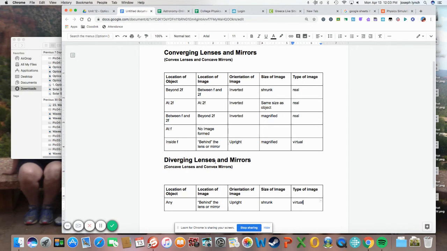If I have a diverging lens or mirror, and so I flipped around, I have concave lenses and convex mirrors, no matter where the object is, I always get an upright, shrunk, and virtual image that's behind the lens or the mirror.